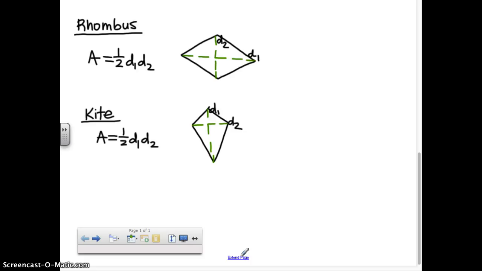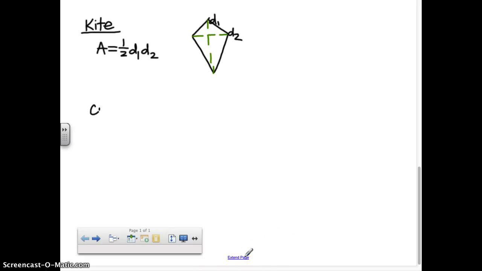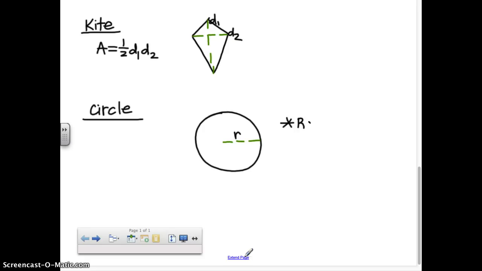Okay, we have one last one to finish up, and this one you all know, so I'm not too concerned about you. The last one we're doing is the area for a circle. Okay? A circle. And in a circle, we have a radius. And of course, you all remember that the radius is 1/2 of the diameter. So if you're given a diameter, which you're not today, but if you are, remember, the radius is 1/2 of the diameter.